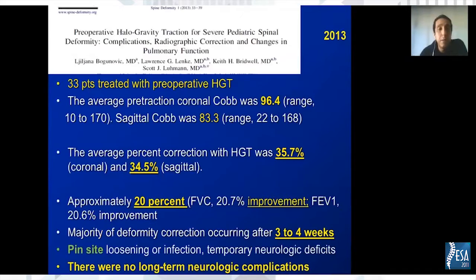Another study looking at 33 patients with pre-op halogravity traction found an average correction of about 35 degrees in both coronal and sagittal planes, and they found 20% improvement in the pulmonary function. That was significant. Most of the correction was obtained in the first 3 to 4 weeks, so that's a very good benchmark there. And most complications were related to pin site loosening and infection. There were no long-term neurologic complications in this cohort.